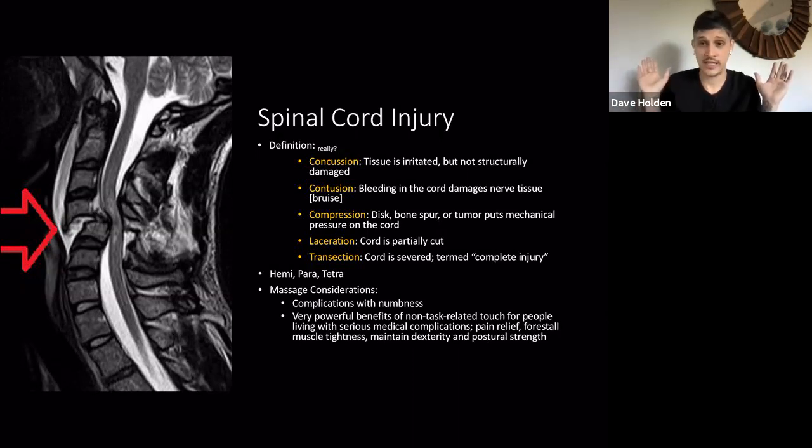Even if I can't really do anything for the condition itself, being able to offer someone compassionate touch and therapeutic touch during a time where they're most isolated and most vulnerable is definitely one of the better things about the massage field, for sure. And it's one of the things that we need to be aware of going into a situation with a client like this.